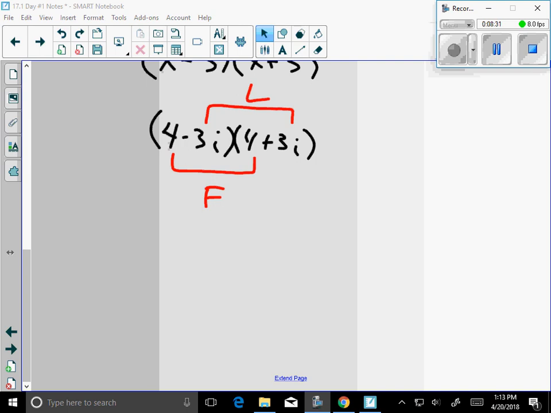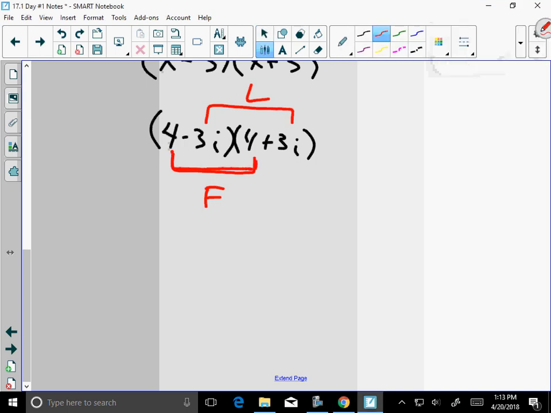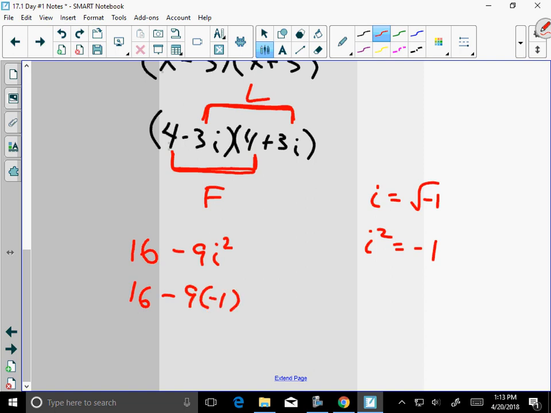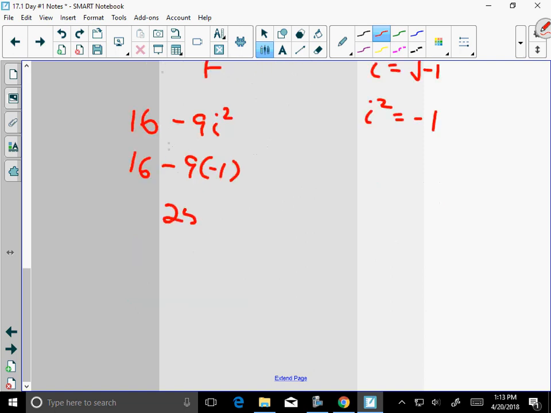Okay. Hey, I heard it. So if I do first, I get 16, correct? If I do last, I get negative 9i squared. If i equals the square root of negative 1, i squared equals what? Negative 1. So this is 16 minus 9 times negative 1. I get 25. All right.